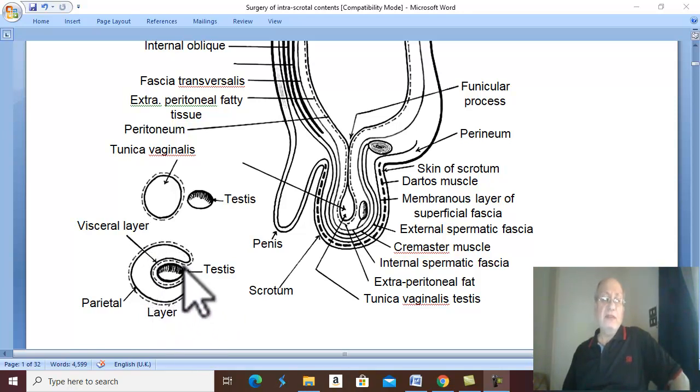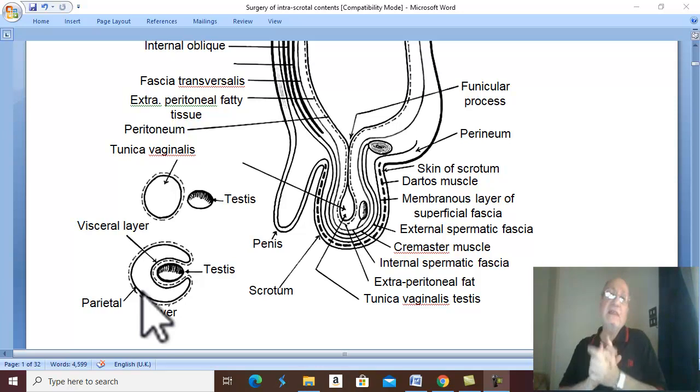And you all know that the tunica vaginalis, as any serous sac, has a layer in contact with the testis called the visceral layer, and another layer covers the testis and the visceral layer and lines the scrotum. This layer is called the parietal layer of the processus vaginalis. This is the normal development of the testis.